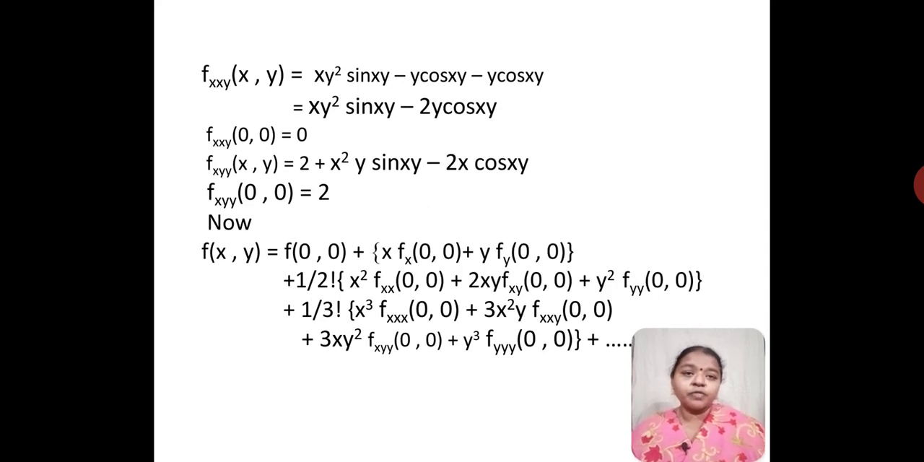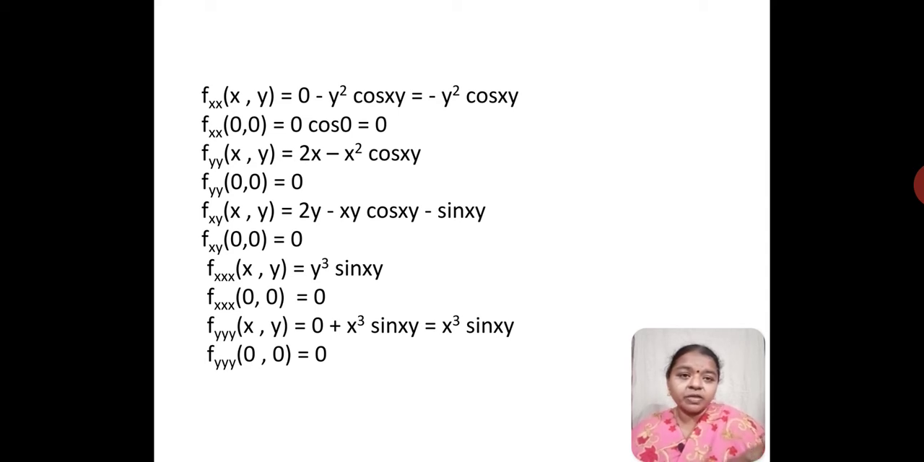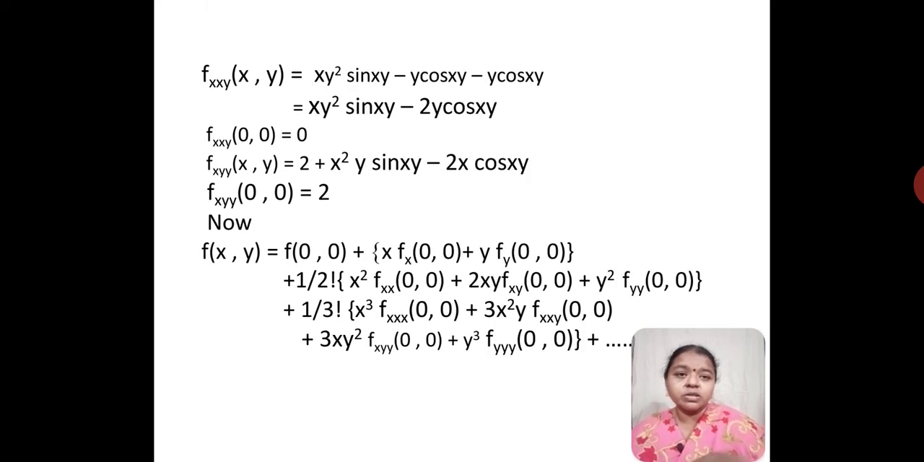So next you have to find f double x y. This is nothing but we have to differentiate fxy partially with respect to y. Now where is fxy? Fxy is here. You are partially differentiating it with respect to y. First term is 0. Second term becomes xy square sin xy minus y into cos xy minus y cos xy. So on simplification I get xy square sin xy minus 2y cos xy. Again substituting the value, I will be getting it as 0.